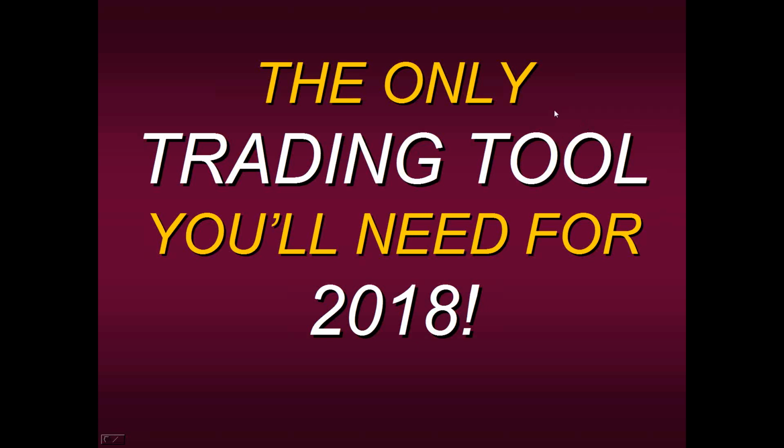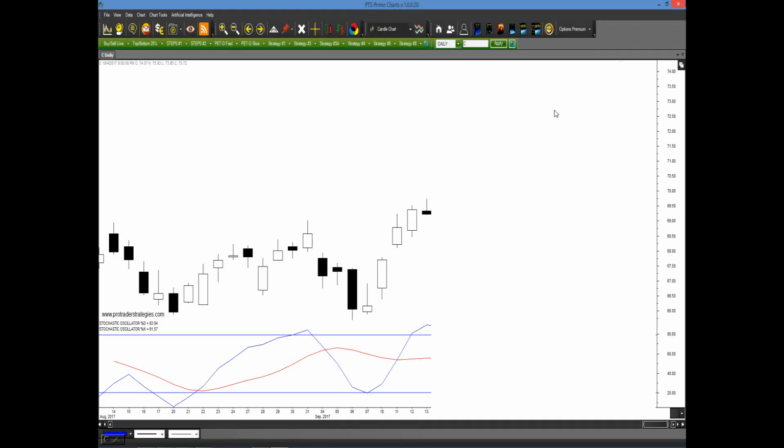For example, let's take a look at this first slide here. This is a chart of letter C. Now, this is just a standard open, high, low, close chart on a daily basis with the stochastics applied. Now, this is a very common tool. A lot of traders love to use this. In fact, it can work pretty well.